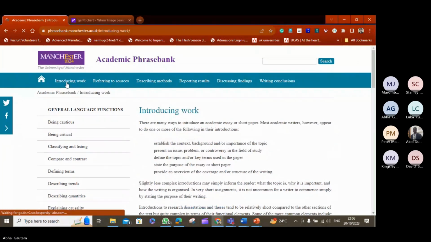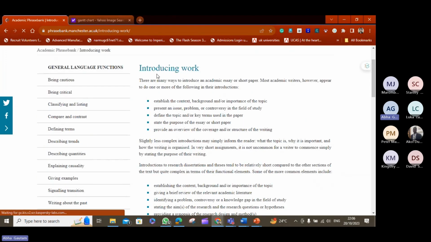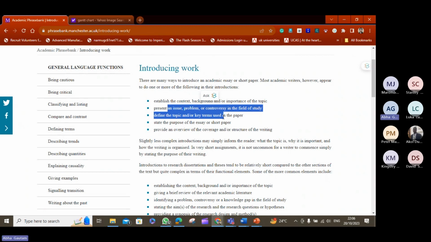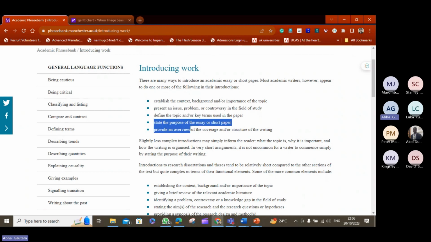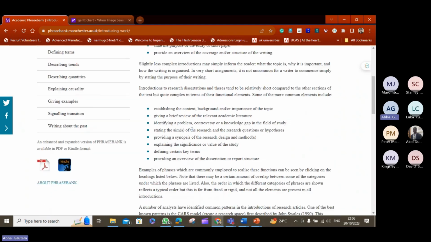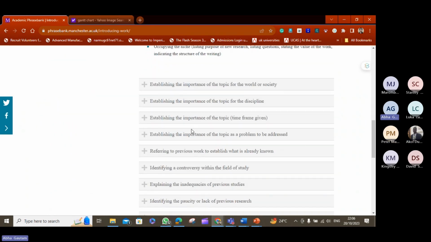How? Let me show you. See, it has given you the description of how you can introduce your work in any academic essay, research paper or report writing. Introduction means what? You have to establish the context, background, or you must be introducing the importance of that topic. What is the significance? Or maybe you are presenting the issue or problem, or you are defining the topic, or you are stating the purpose, or you are providing an overview. Whatever the purpose is, if you want to write an introduction, then you can use these phrases.